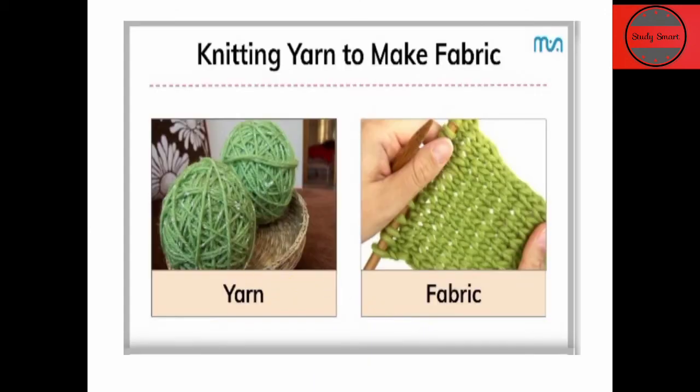So, the ball of wool is actually yarn, and when we complete knitting it, the fabric forms. So in this way, we are knitting yarn to make fabric out of it.